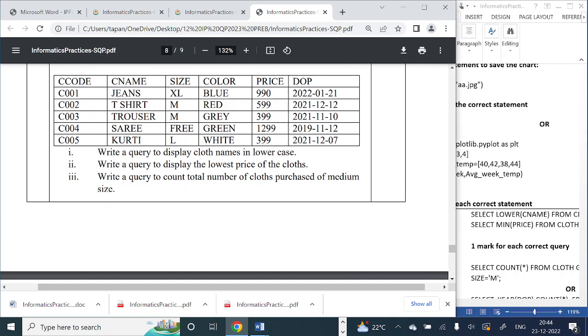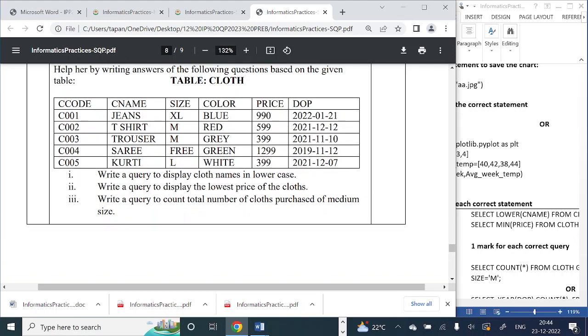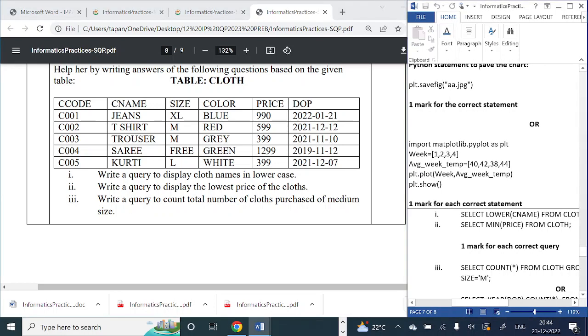Write a query to display cloth name in lower case. So LCASE or lower we will use. Select lower. Here cloth name is CName, and the table name is cloth. So the answer will be select lower(CName) from cloth. You can see the answers here.